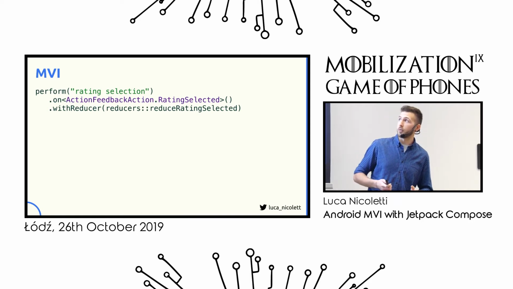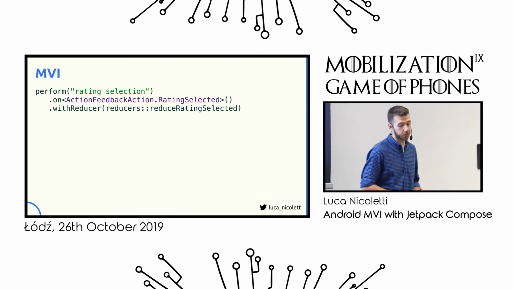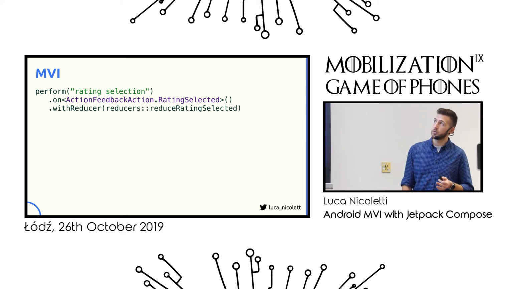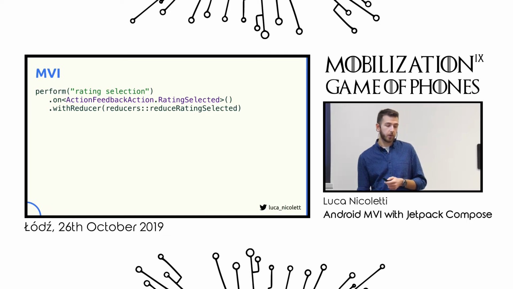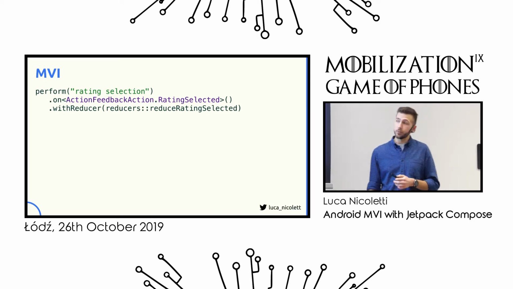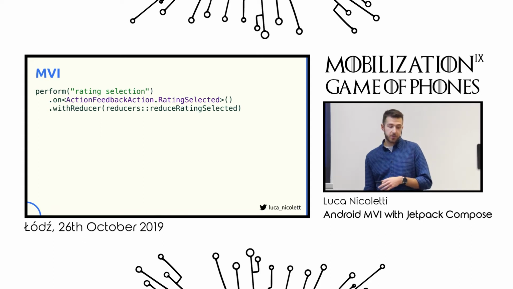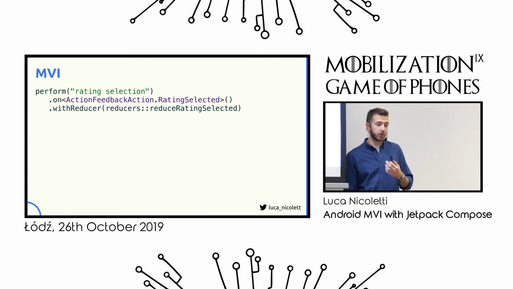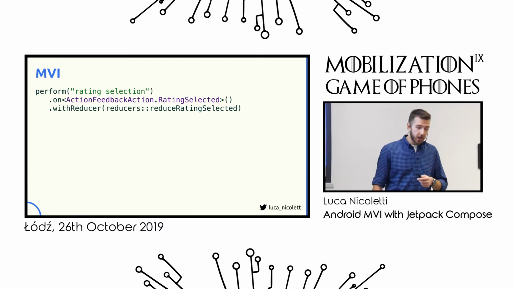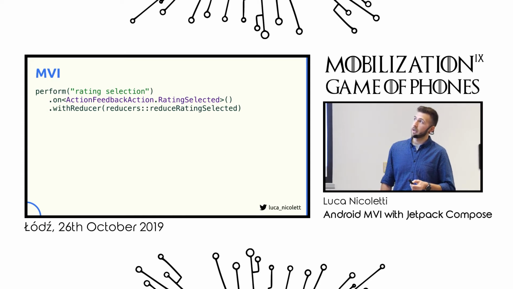This is some code we have in our application in the MVI architecture. The perform action just states what's going on there. We then have an action coming in, which is the rating selected performed by the user, and we apply a reduction, which is reduce rating selected. That function generates a new state with a new value, which will be rendered to the user. As you can see here, there's no transformation.